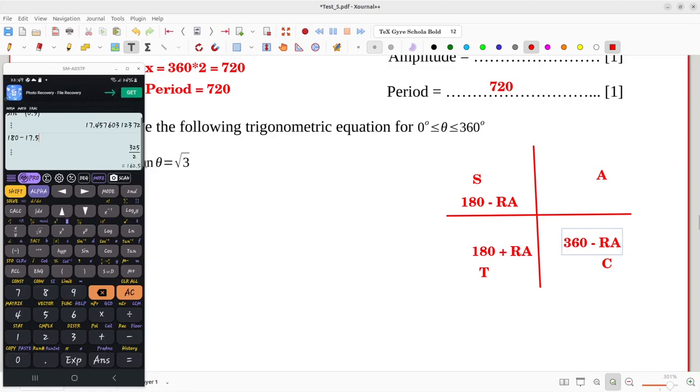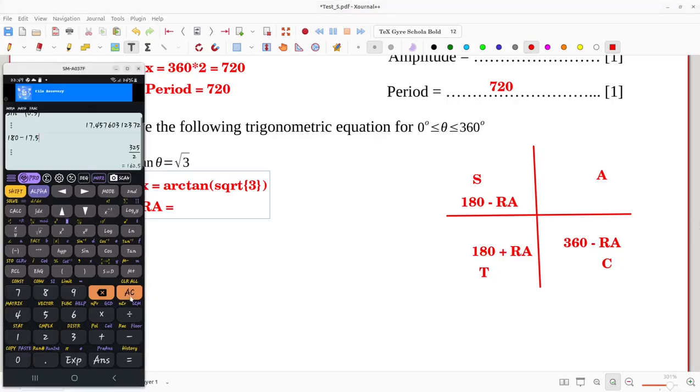So for this one here, already everything has been simplified for us. So we are just going to say our theta, that means x for theta, is equals to arctan square root 3. And then we are going to get the answer here for our reference angle. So let's go and calculate arctan square root 3.